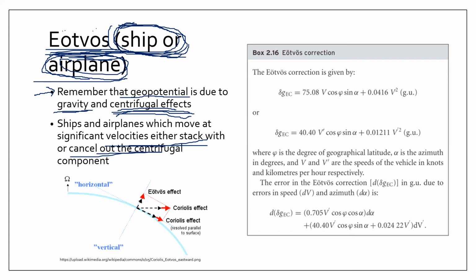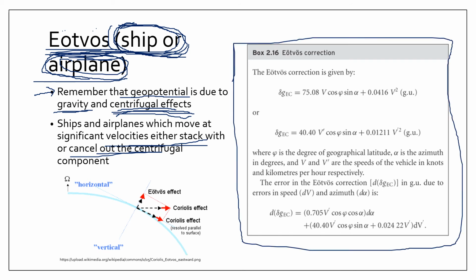Right, so I won't be discussing this equation. I hate overloading people with equations, but if you need the equation, it's in there. You basically need the latitude of your survey and the direction or the azimuth of your flight path or your nautical path. And you also need the speed or the velocity of your vehicle.